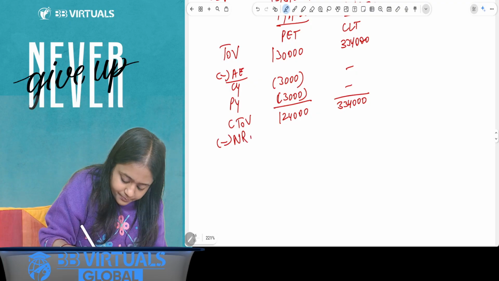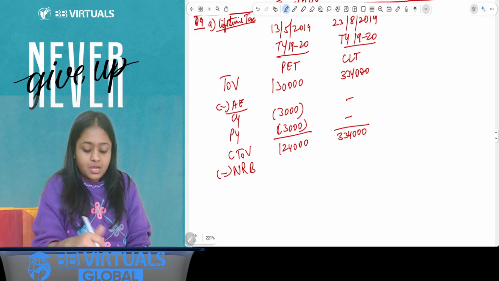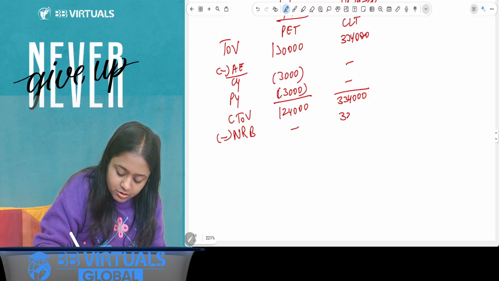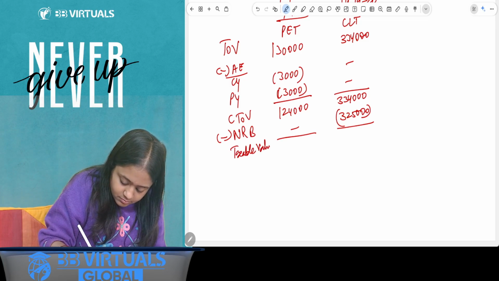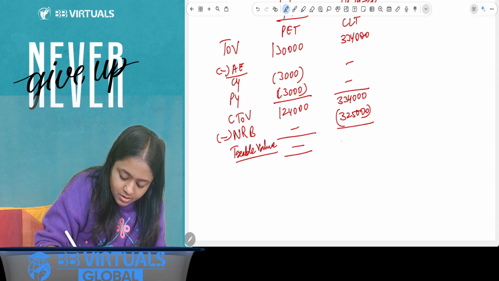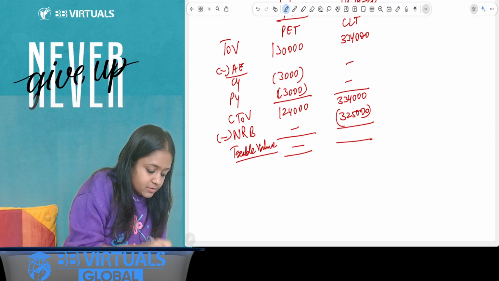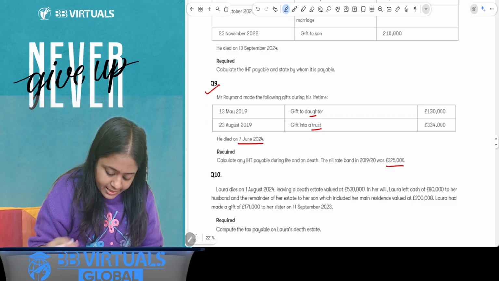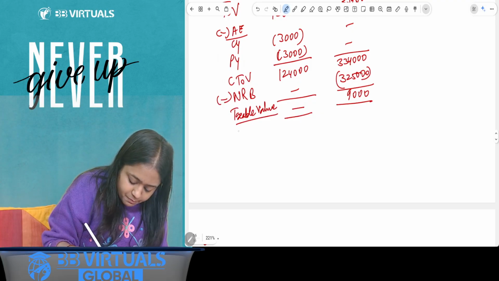Less NRB. So there is no chargeable transfer before this trust transfer. PET is exempt transfer during lifetime. Correct? So here we will not reduce anything, and here full 3,25,000 will be available. Once you do this, then you get taxable value. Here no taxable value, and here you will have 3,34,000 less 3,25,000, which is 9,000. What is the question saying? Who bears the tax? Nothing is given, so the donor will bear it, right? So tax will be borne by donor.